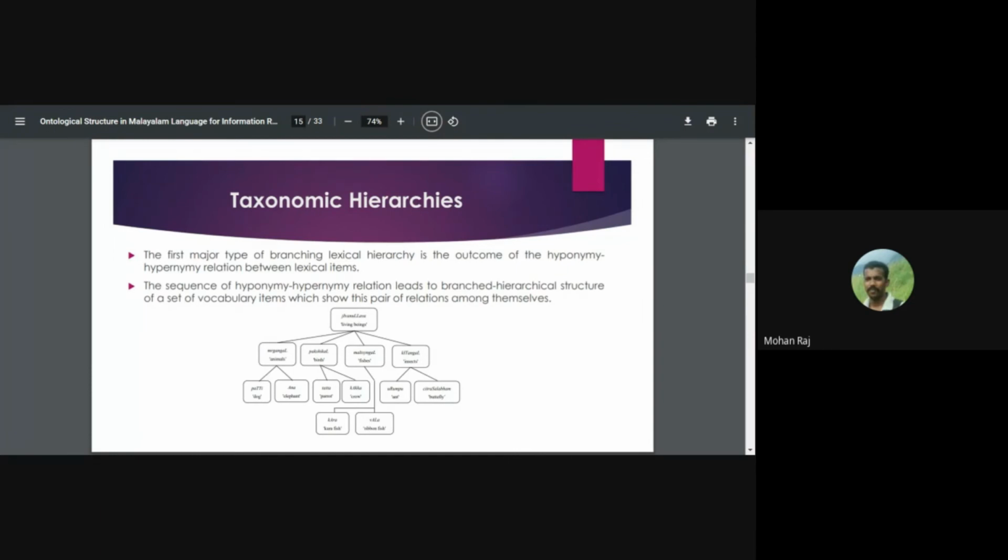Then living mrigangal, animals like patti, dog, and elephant. Birds: tata, parrot, and crow. And then fishes, malsyam: kara fish and ribbon fish, and kara and vala. And then kidangal, insects, and butterfly.